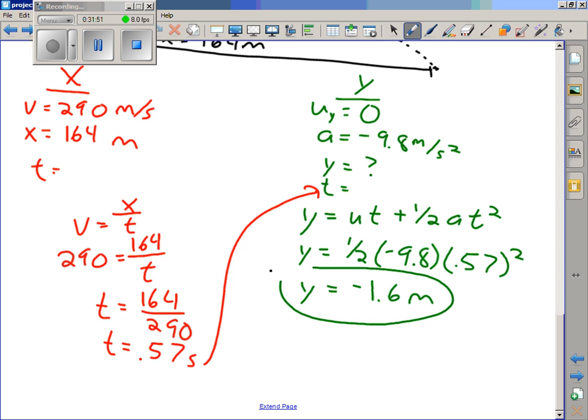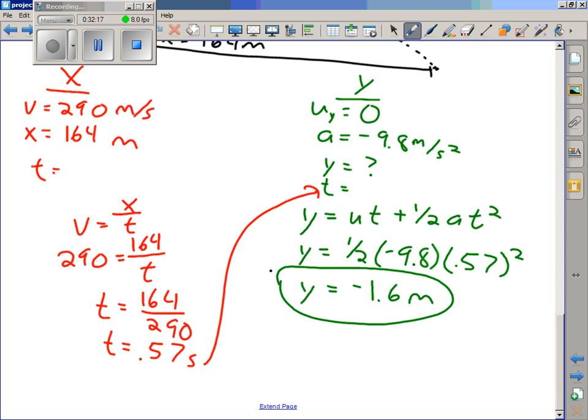So somewhere around negative 1.6 meters. Rounding sig figs, you can come out with negative 1.56 or negative 1.59, but whatever, it depends on how far you rounded your time off. So negative 1.6 meters. Why negative? Because down is negative and the bullet went down.